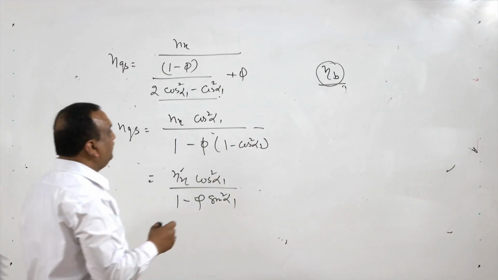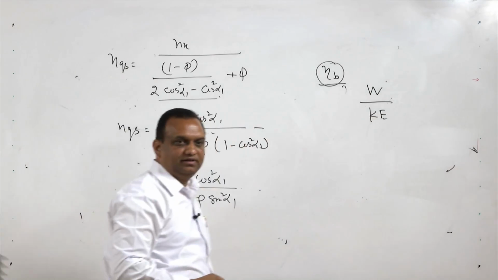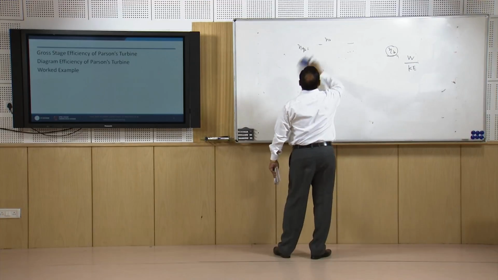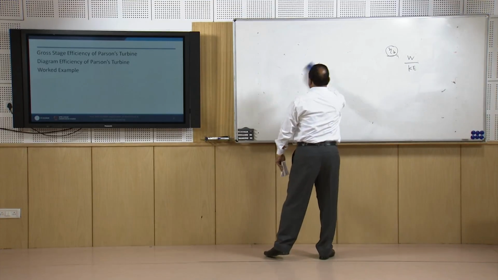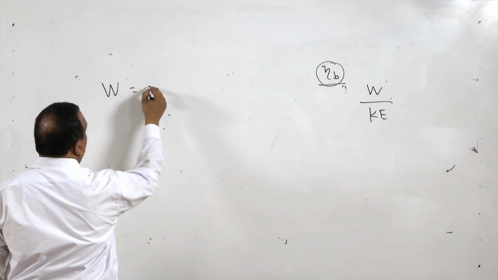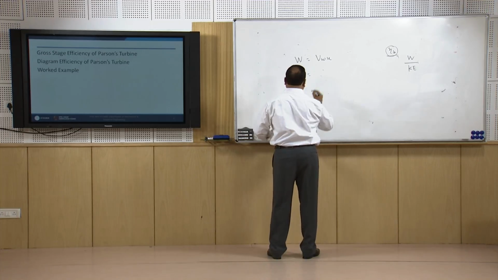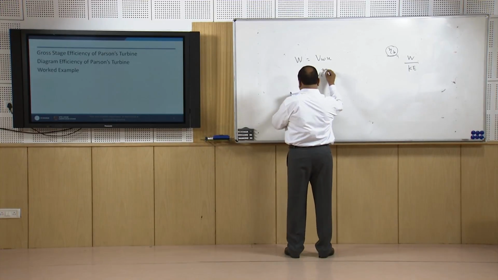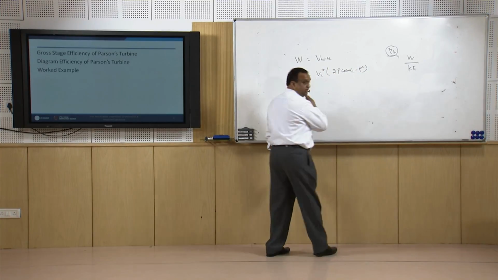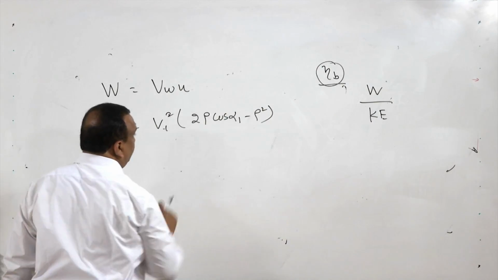For blade efficiency, we need work and kinetic energy at inlet. So first of all, we will calculate the work and then kinetic energy. In Parsons turbine, per kg of mass flow rate, work is like other turbines V_w U, and W is equal to V1 square 2 rho cos alpha 1 minus rho square. This we have already done in the previous case, so we will not do it again. So this is the work done.